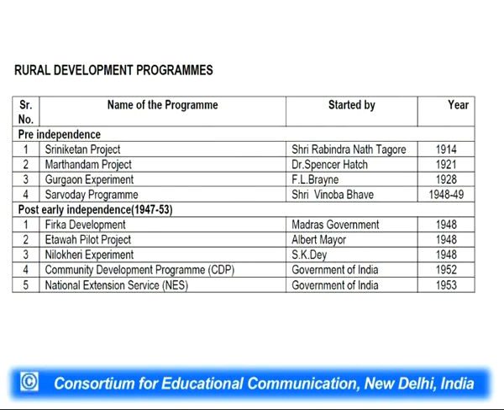pre-independence times. In pre-independence time, I would like to mention the Sriniketan project by Sri Rabindranath Tagore, 1914, Marthandam project, Dr. Spencer Hatch, 1921, Gurgaon experiment, F.L. Brayne, 1928, Sarvodaya program of Sri Vinoba Bhave, 1948-49. So, these were a few important strategies adopted by individuals, but this has not become a mass level program.